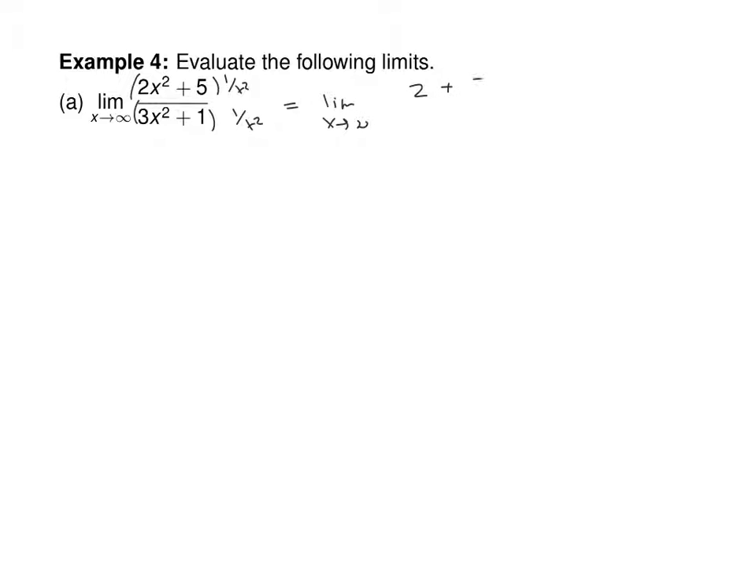Becomes 2 plus 5 over x squared over 3 plus 1 over x squared. So where's that going to go? 2/3. Okay. The second part always goes away, right? As long as you have a constant over an x in the denominator, those will always go to 0. As long as they're constants. And in this case, they're almost always going to be a constant over x.